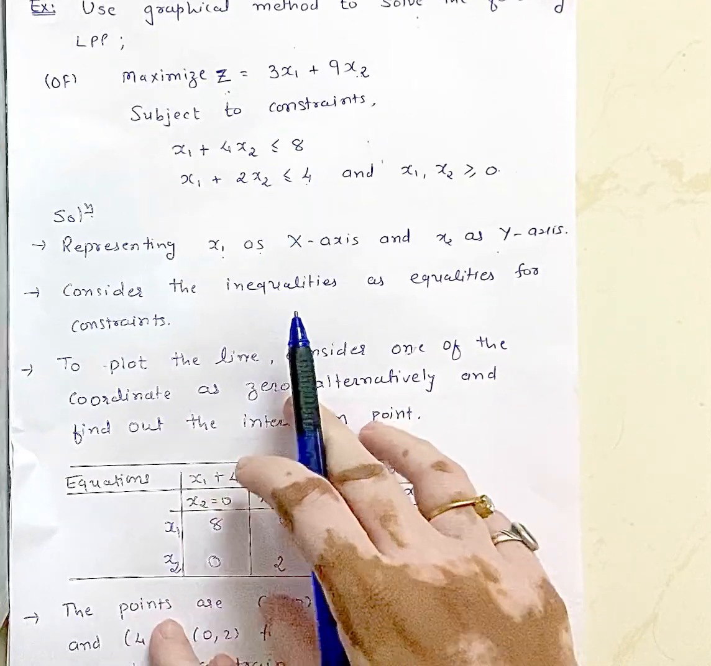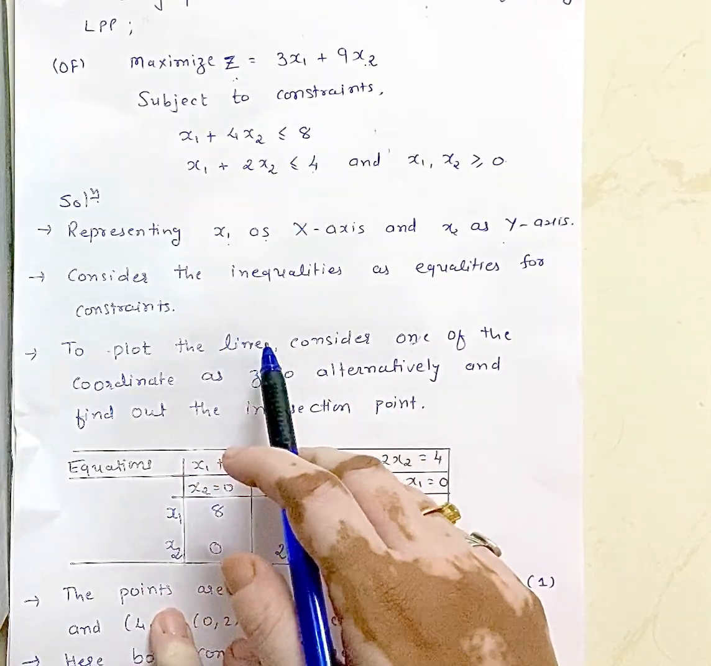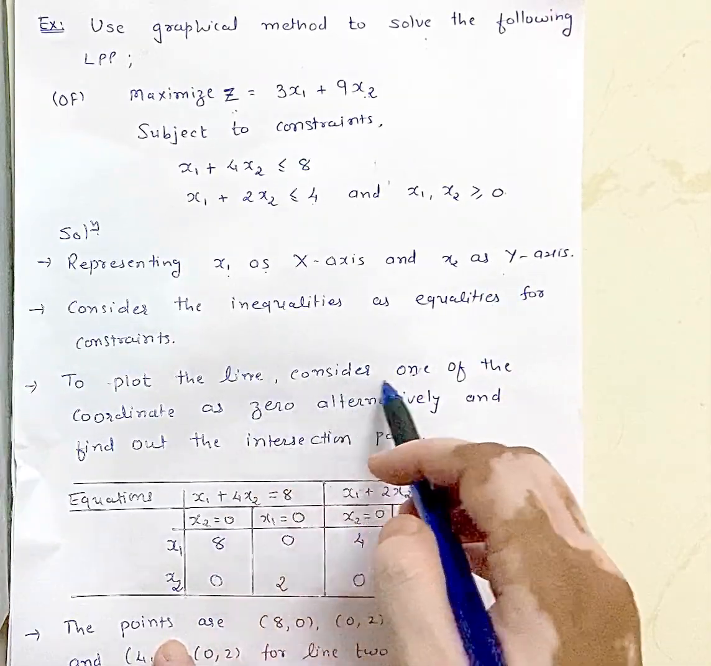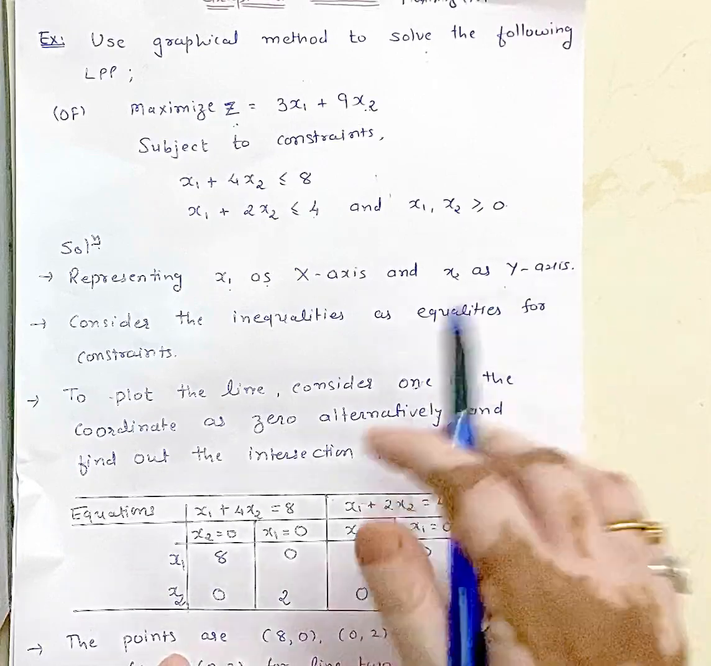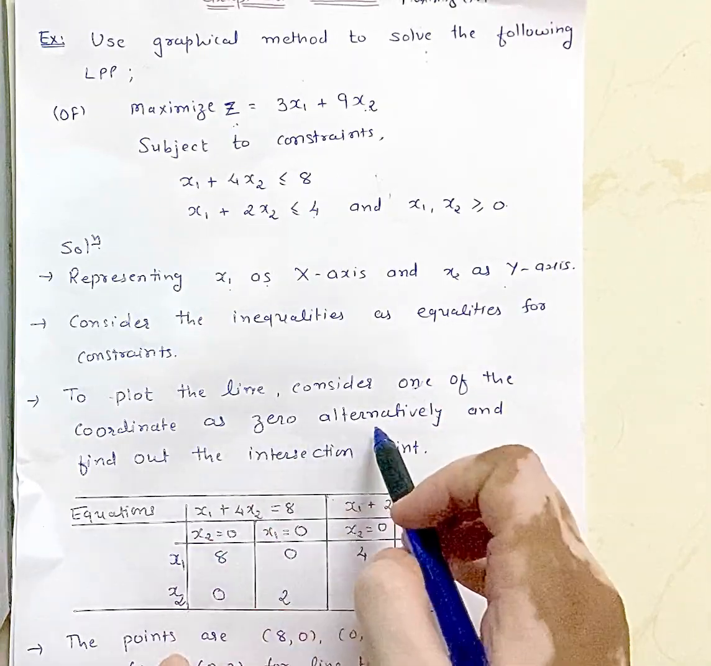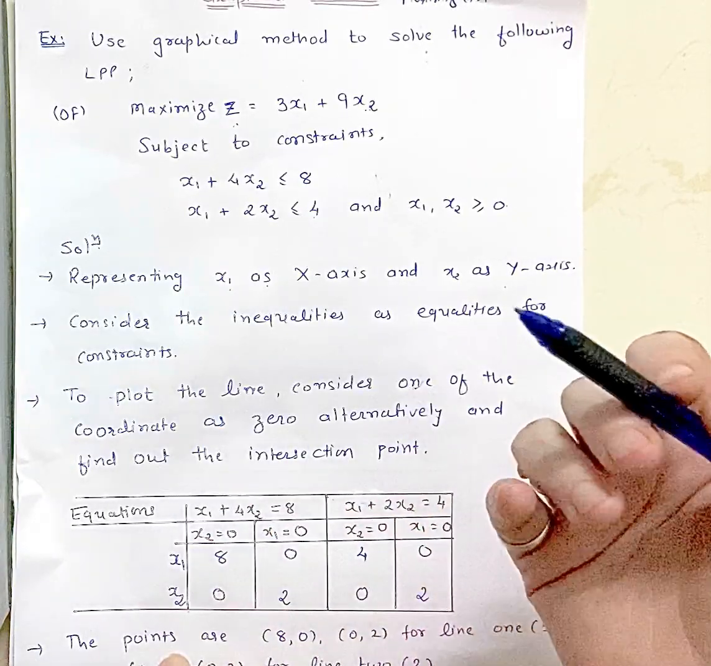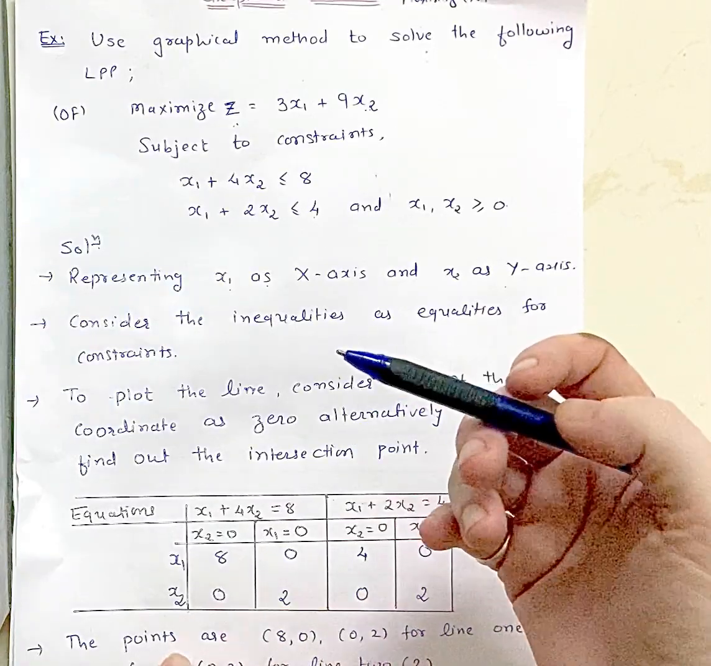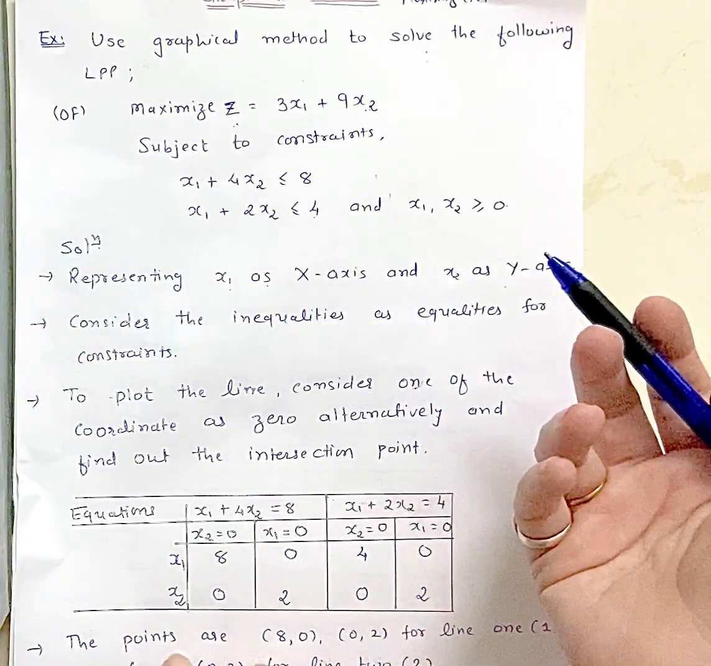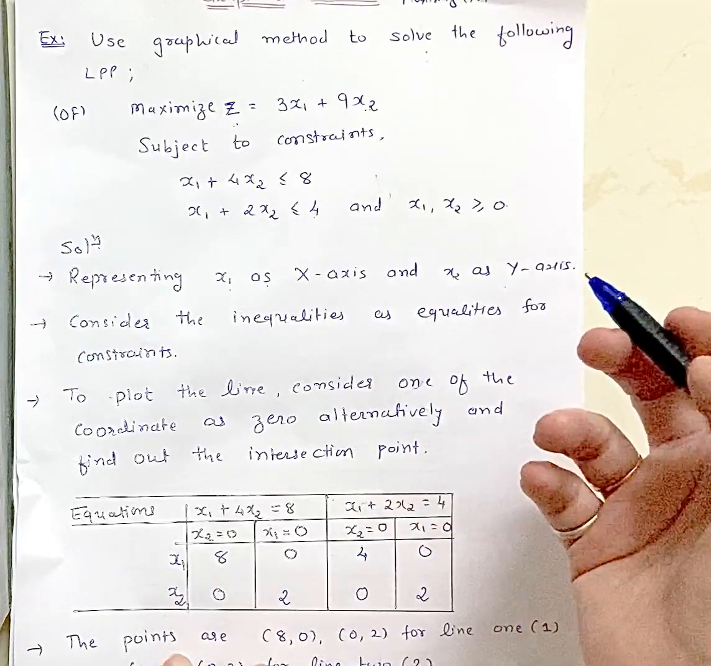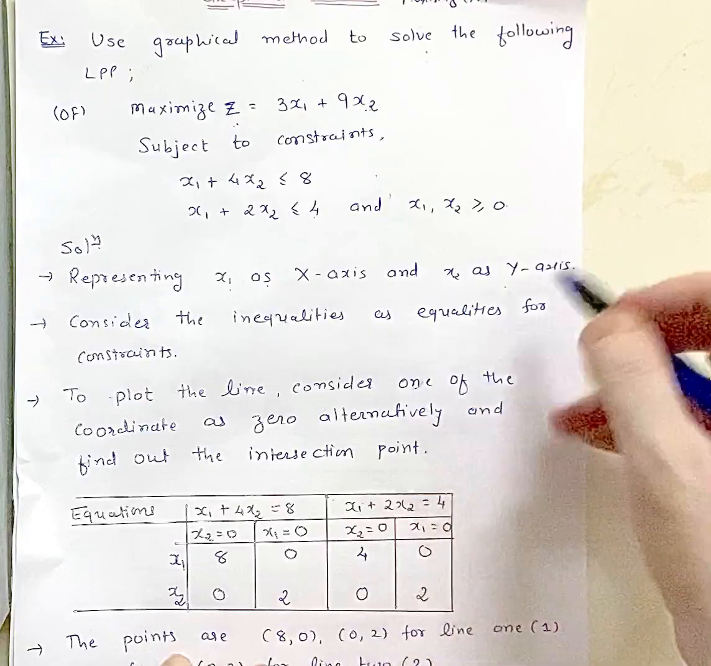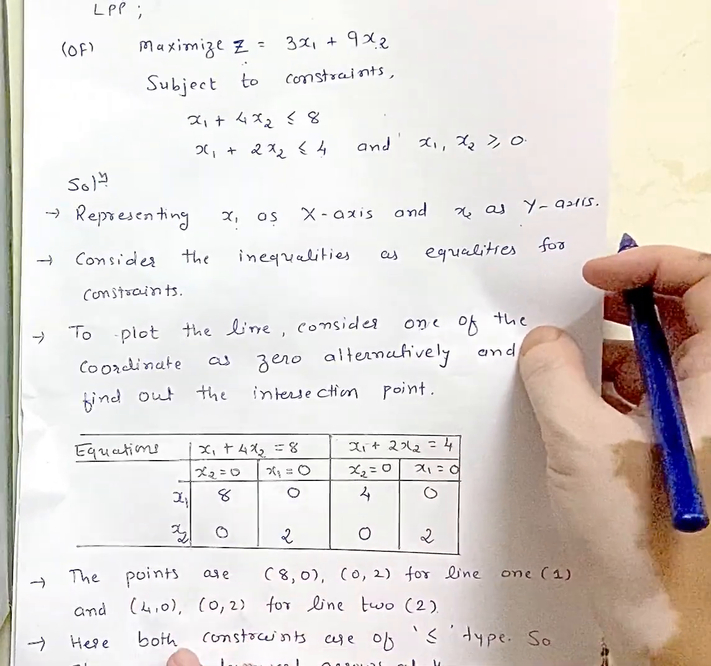Now, in the graphical method we have to plot the line. To plot the line, consider one of the coordinates as 0 alternately. In the first case we take x2 equal to 0, in the second case we take x1 equal to 0, and we get the other value. So we take 0 alternately and find the intersection points.